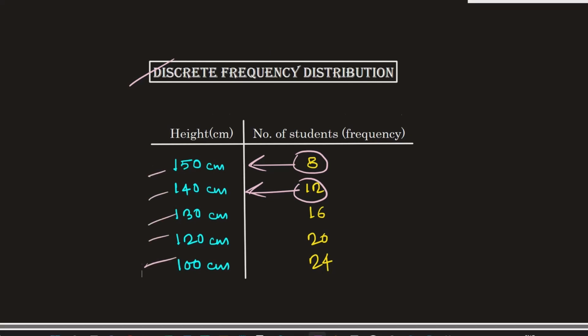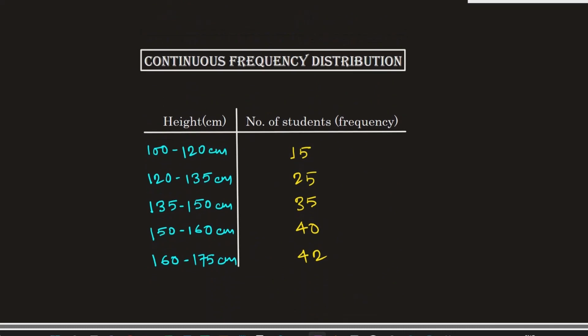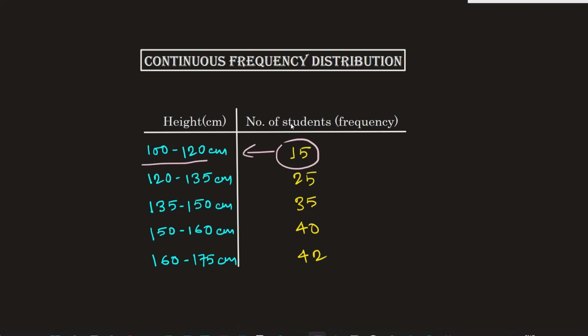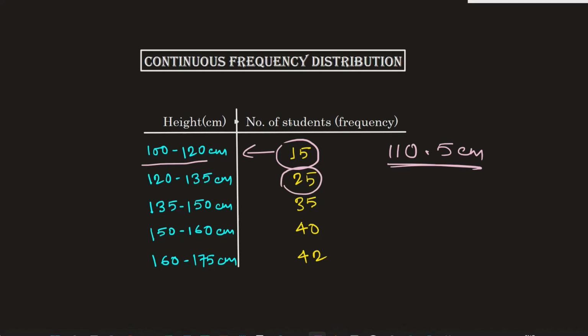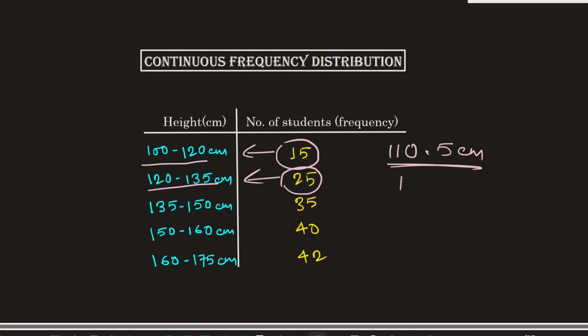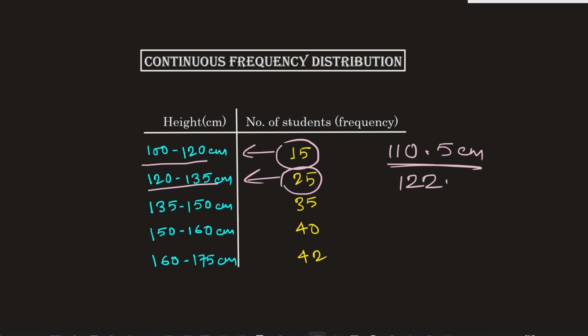On the other side, if we move on to the next topic, which is continuous frequency distribution, then you will see we have 15 students whose height has been recorded somewhere between 100 to 120 centimeters, which means the height of a given student could be 110.5 centimeter as well, which is definitely not a discrete number. Again, for 25 students, the height has been recorded between 120 to 135 centimeters, which means within this range, the height could be anything, even in fraction, let's say 22.55 centimeter. So this is the fundamental idea or concept behind discrete and continuous frequency distribution.